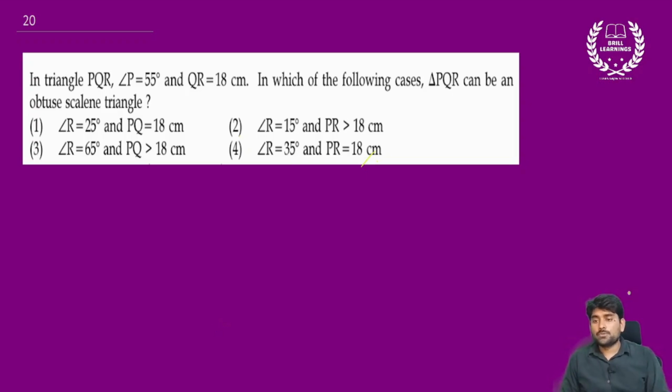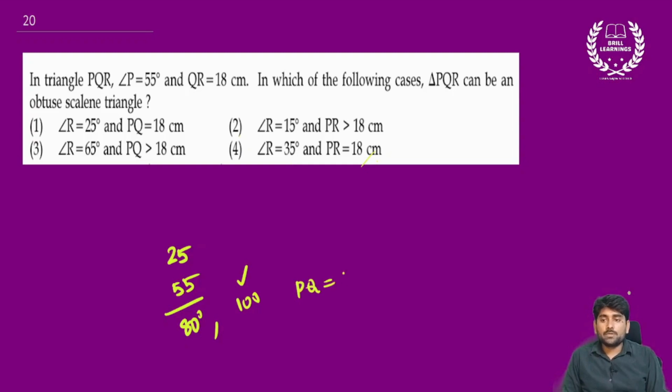First option, angle R is given 25 degrees, and initially in the question angle P is given as 35. If I add these two values, I'll get 60 here, and the third angle will be 120. That means one angle is greater than 90 degrees out of three angles. First property is okay. If we check PQ length here, in the first option it is 18, but in the question they have given QR as 18. For scalene triangle, all sides should be different. So first one is wrong.